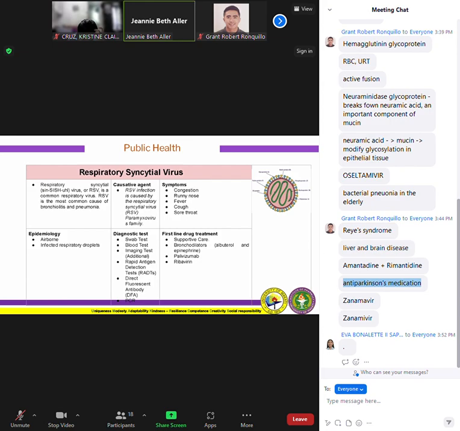Also, there are two drugs approved for RSV disease. These are palivizumab and ribavirin. So these two drugs bind with the protein present in the virus, forming a shield. As a result, they fail to infect human cells. Next.